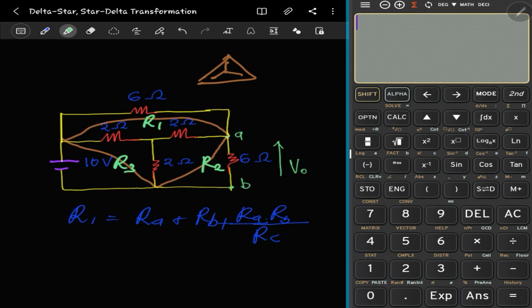So if you're trying to find R1, which is the one on the brown line that we just drew, and then this delta, we use what? We use the element from the star. And how do we go about that?